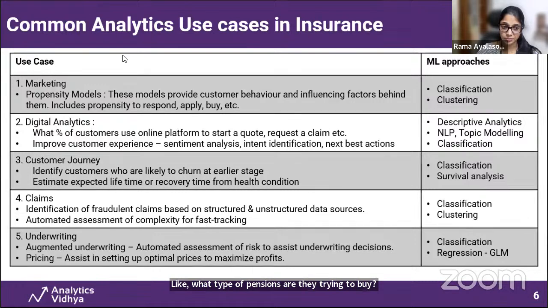And then as we move on to the customer journey, this is more for the population who are already customers of the insurance company. A common use case here is who are the customers who are likely to churn out. Churn means that they either stop paying their premium, or they end the insurance policy and move to probably other insurance companies. So who are the customers who are more likely to do this, which is again a classification problem.